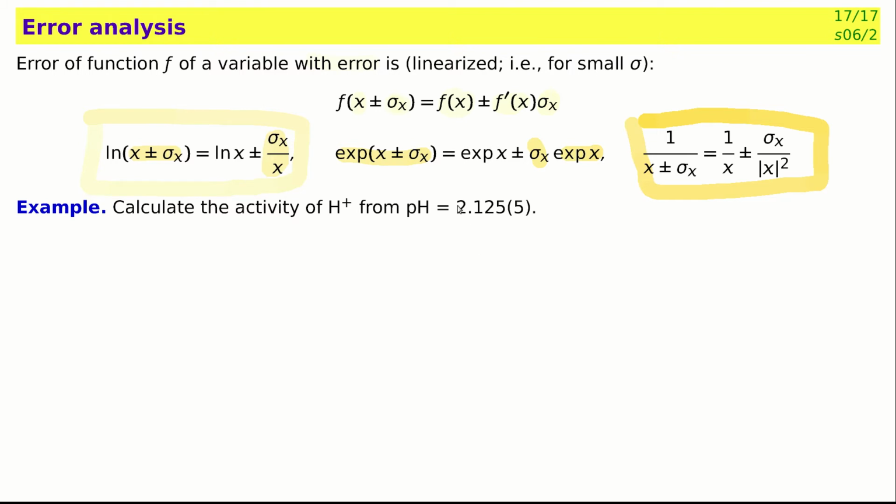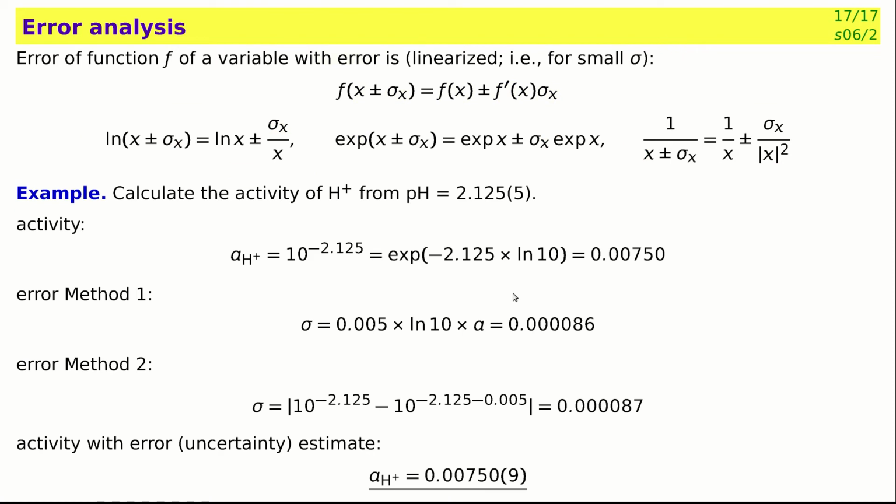Let our pH meter determined pH of certain solution here, and let's calculate the activity. First, to calculate the activity is easy. You know the definition of pH, so here is the result. Certainly you can use directly your calculator and calculate the power of 10.